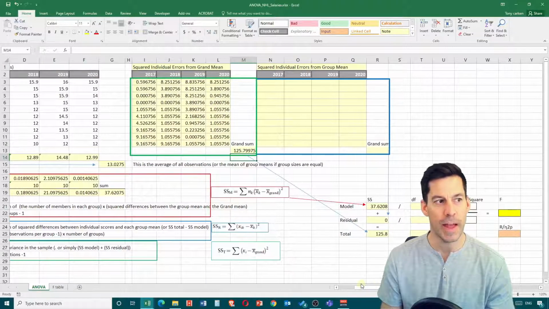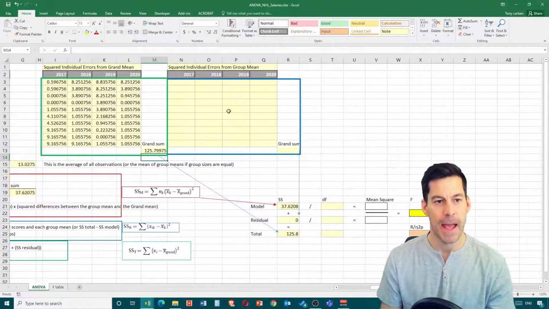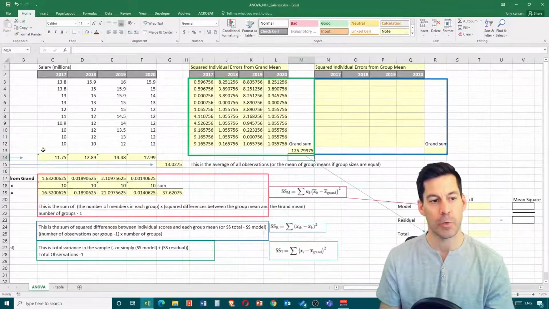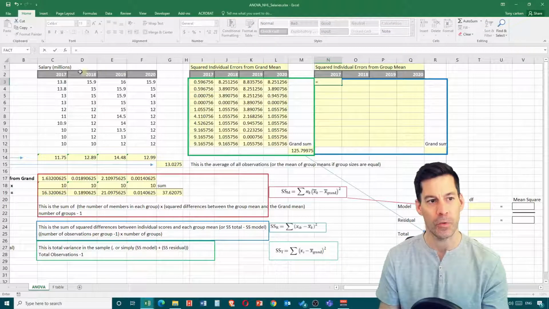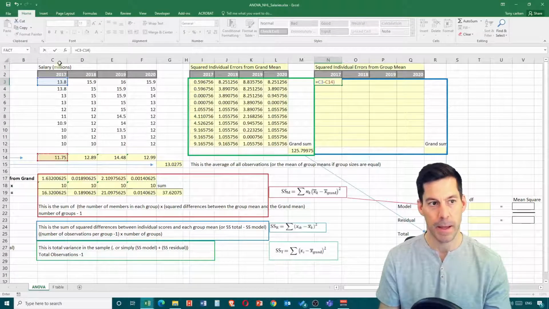Okay, now we need to determine what the residuals are. The residual error is going to be in this blue box here. And again, this is squared individual errors from their own group mean. So our group means are over here, and then the individual errors are going to be differences from them. So in this box, I need equals the individual observation minus its own group mean, and I want to square it.